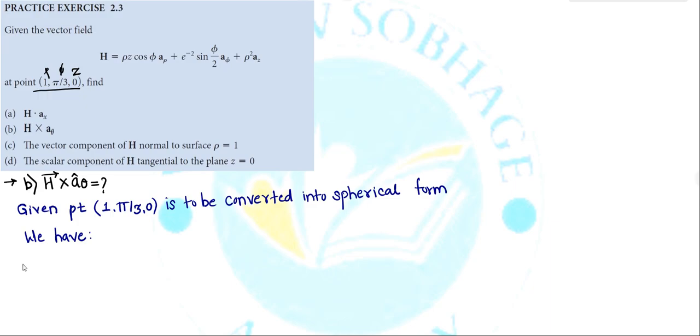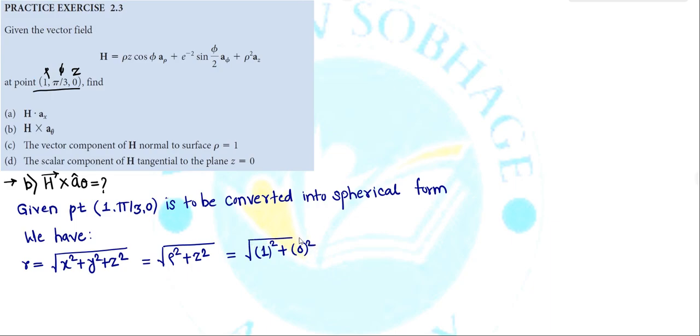Okay, so we have that r is the square root of x square plus y square plus z square, but we don't have x square plus y square. So what we have is rho. So that will be rho square plus z square. Okay, so what value do we have for rho? We have rho as 1 square, and z is 0 square. So from this we have that r is equal to 1.